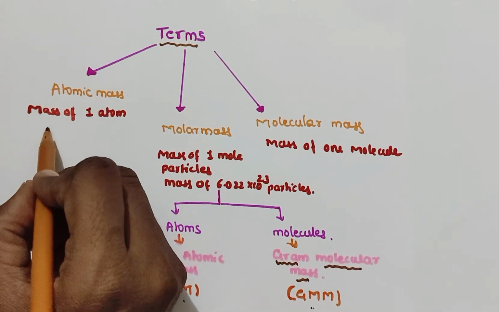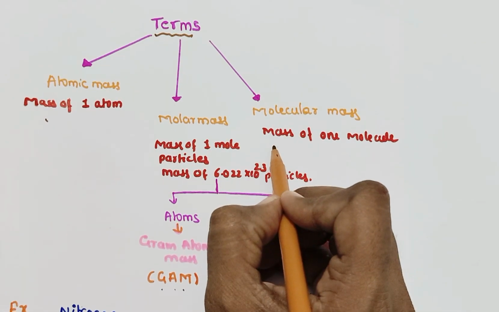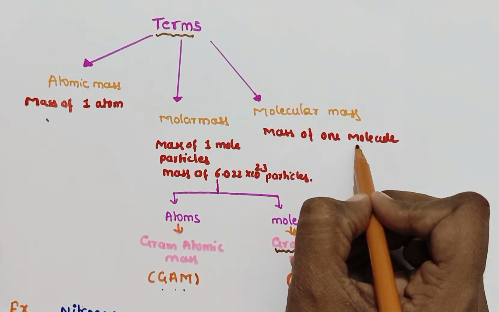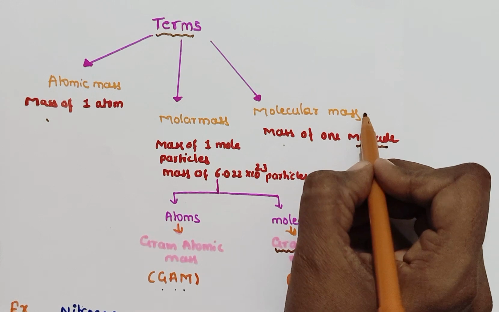Atomic mass is nothing but the mass of one atom. And molecular mass is nothing but the mass of one molecule. A molecule is a group of atoms. The mass of one molecule is called molecular mass.